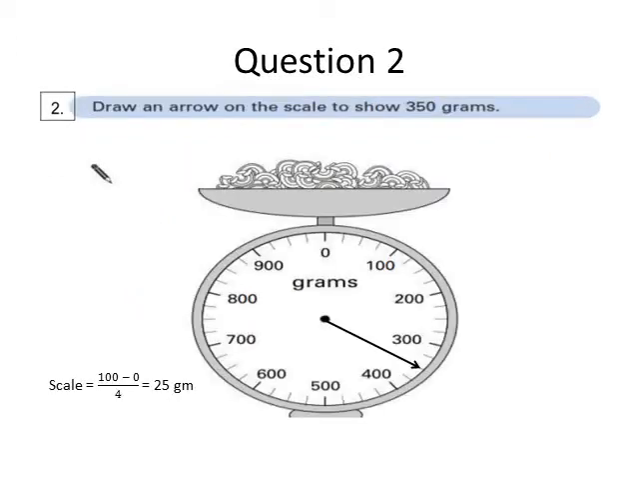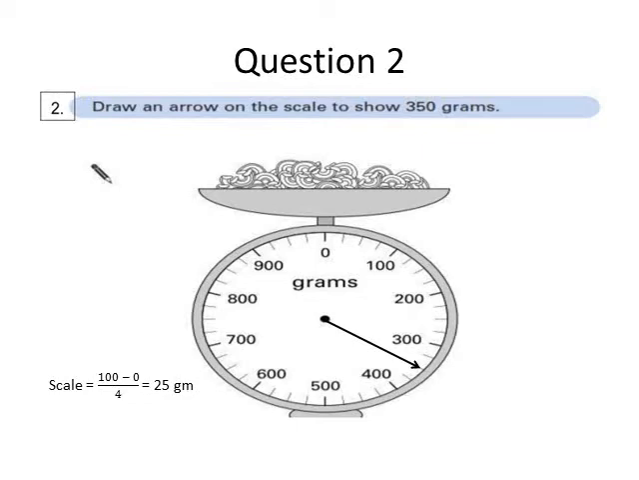Here in this question, he's asking me to draw an arrow on the scale to show 350 grams. If you remembered, or if you watched the previous video, you will find out that I'm talking about scales. The most important thing is to get the scale itself. So to find out the scale, you have to get the difference between two numbers, like for example 100 and 0. So I have to get 100 minus 0 equals 100 grams, and I will divide by the number of steps that I will walk, number of spaces.